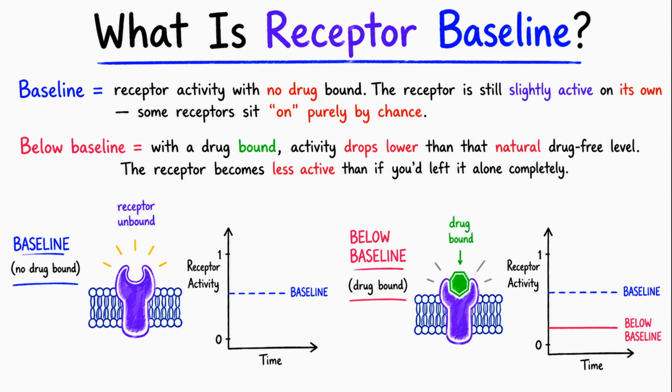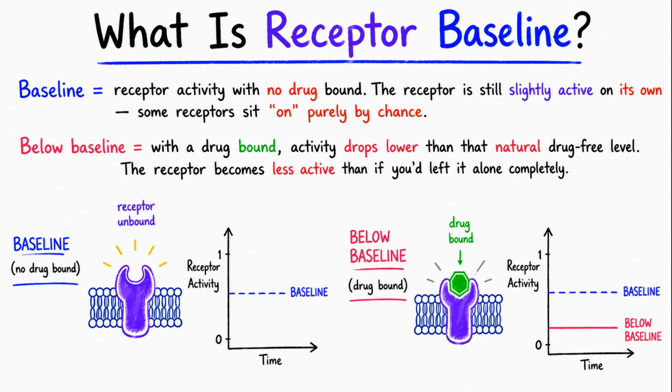Let's talk about baseline, because you need this before anything else makes sense. Baseline is simply the receptor's activity with no drug bound at all, and here's the bit that surprises people. The receptor is still slightly active on its own, even with nothing attached to it. Some receptors just switch on purely by chance, at random.